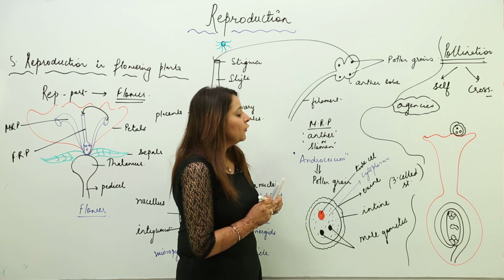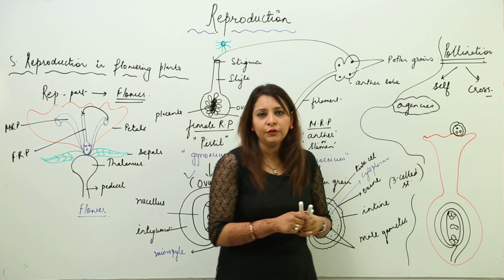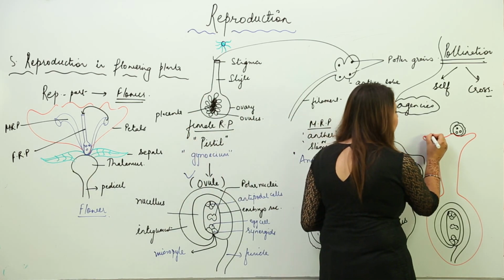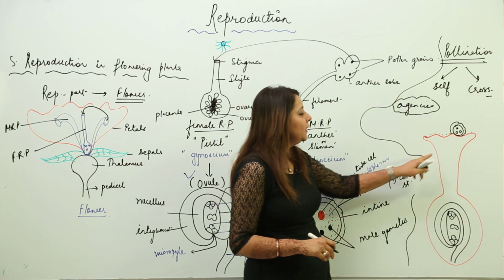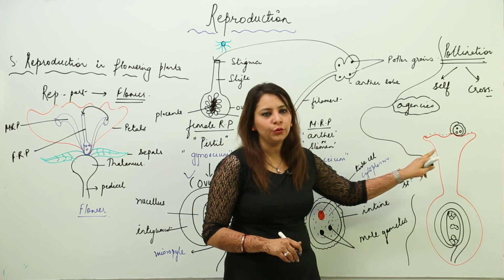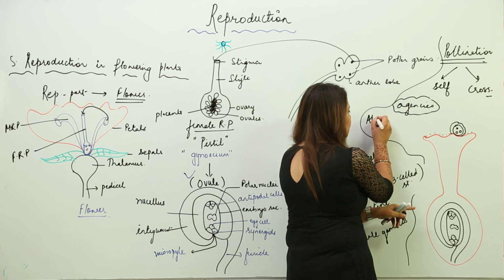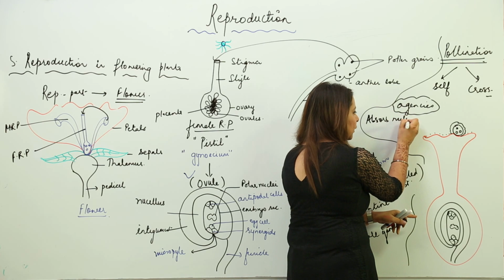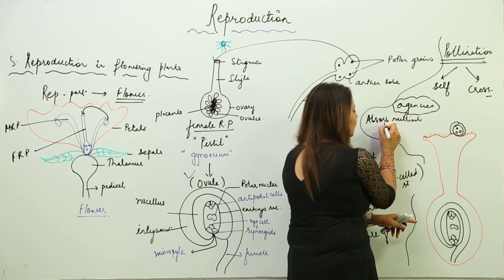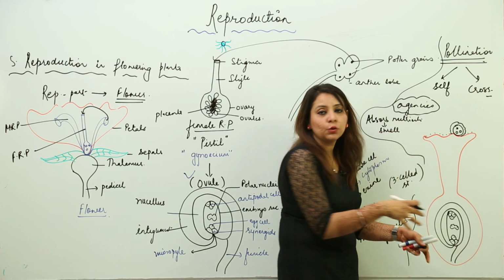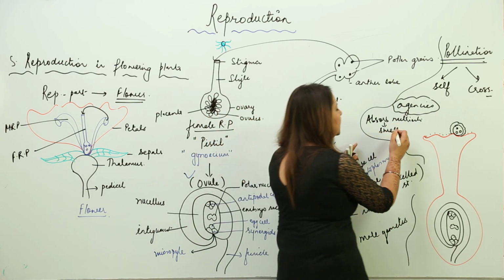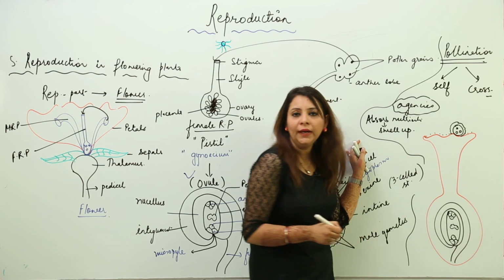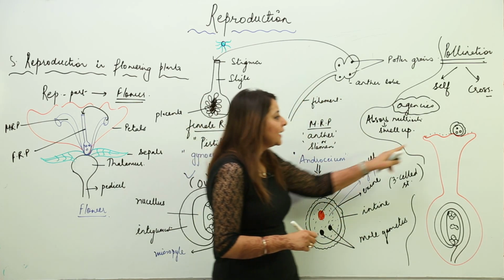So what happens when the pollen grain reaches the stigma of the flower? Here certain nutrients are present. So what does the pollen grain do? It absorbs those nutrients. When it absorbs nutrients, obviously if something is going inside, it will swell up. So it absorbs certain nutrients and swells up, due to which its exine ruptures.